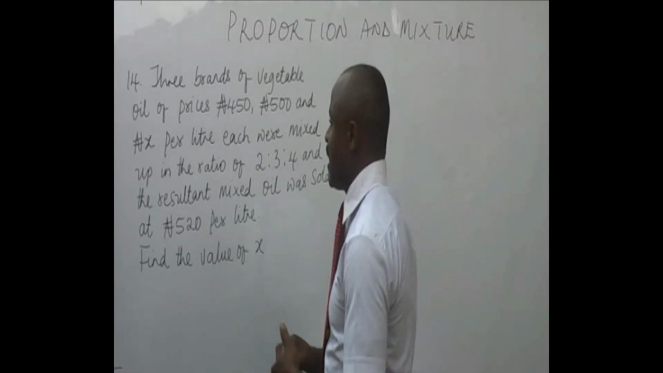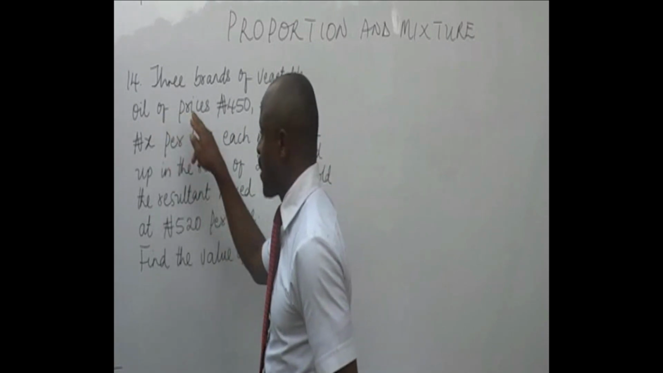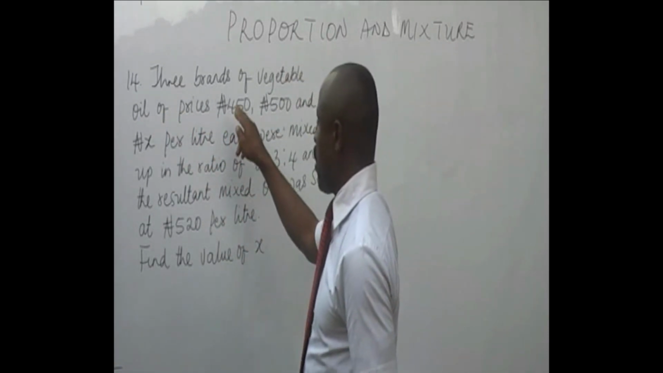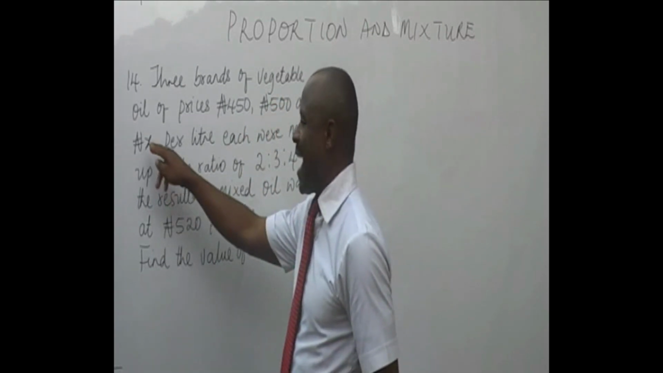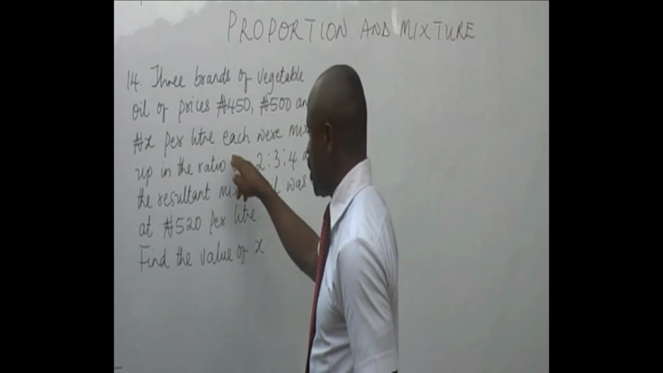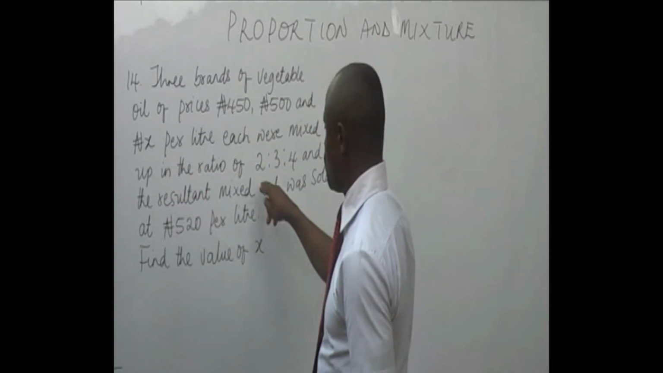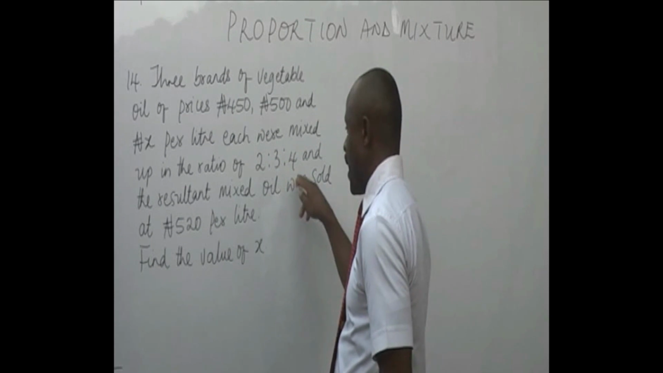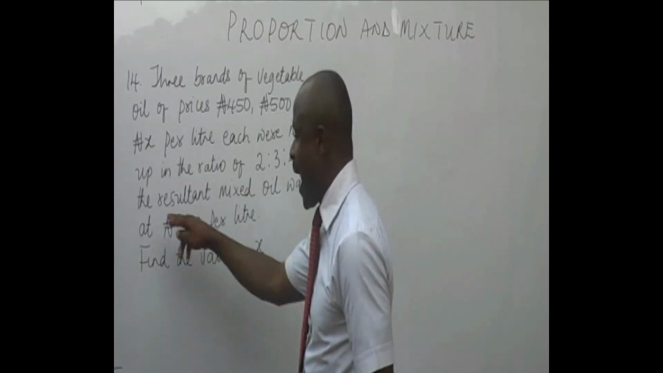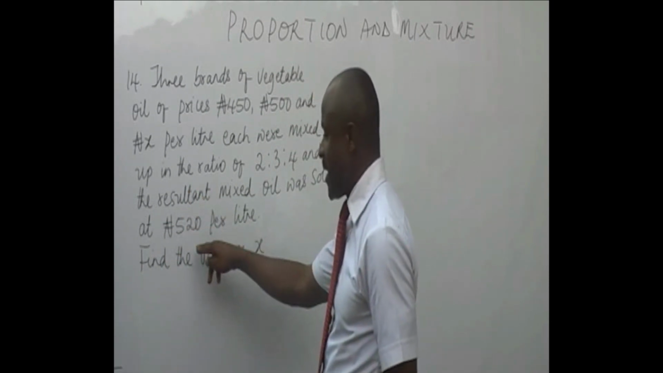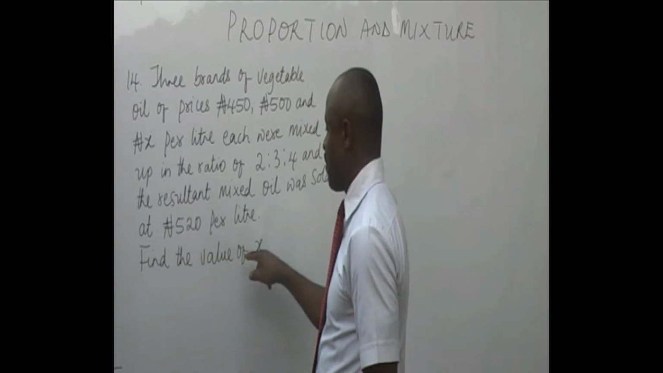Question number 14 says 3 brands of vegetable oil of prices 450 naira, 500 naira and X naira per liter each were mixed up in the ratio of 2:3:4, and the resultant mixed oil was sold at 520 naira per liter. We are asked to find the value of X.